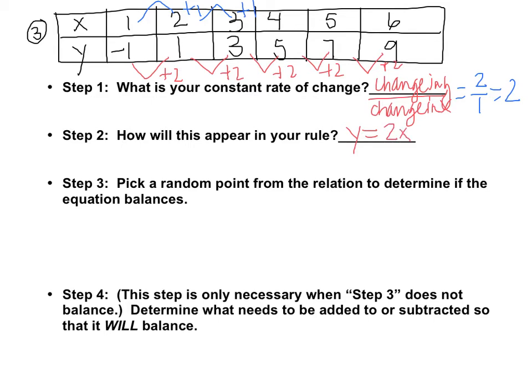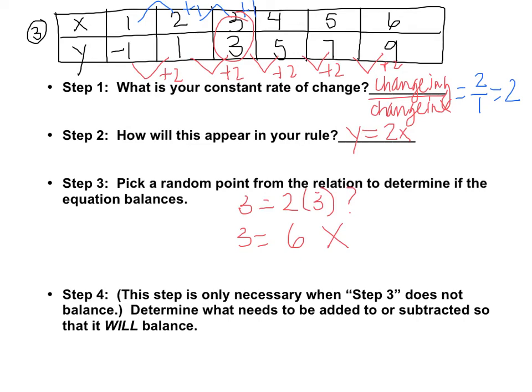Okay, step 3, you're going to pick a random point from the relation to determine if the equation balances. So let's pick 3, 3. Again, you can pick any of these points to plug it in to see if it works. So if my 3, 3 works, then 3 would be my y value, and it would be equal to 2 times my x value, which is 3. And so I'm going to see if this works. Well, 3 does not equal 6. So no, this does not work.